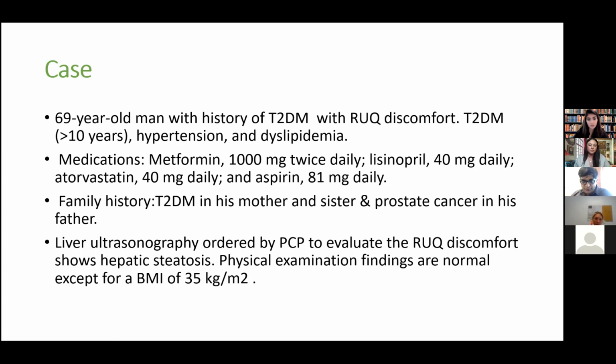He has a family history significant for diabetes in his sister and mother, and prostate cancer in the father. He also shows you a copy of the ultrasound, which was ordered by his PCP because of these vague complaints, to evaluate for this right upper quadrant discomfort. You only have a copy of the report during the encounter, and the radiologist comments about clinical suspicion for steatohepatitis, which is NASH, and clinical correlation required. So that's what the report is saying.